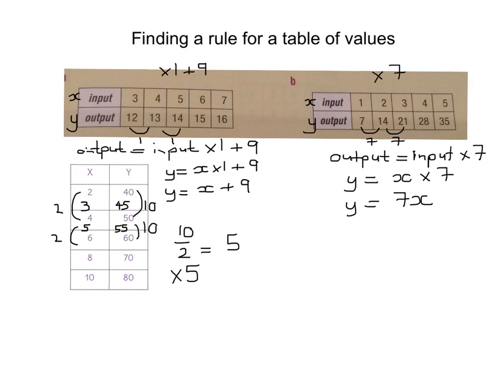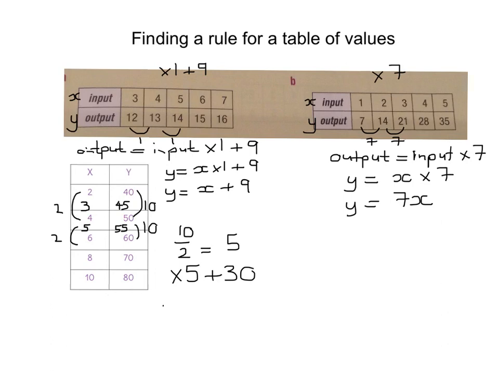So when my input is 2, 2 times 5 is 10, but I've got 40. So what else must be happening to turn that 10 into 40? I must also be adding 30. Let's double check and see if that works with the next one. 4 times 5 is 20, plus 30 is 50. 6 times 5 is 30, plus 30 is 60. Okay, so I know my rule has times by 5 plus 30.